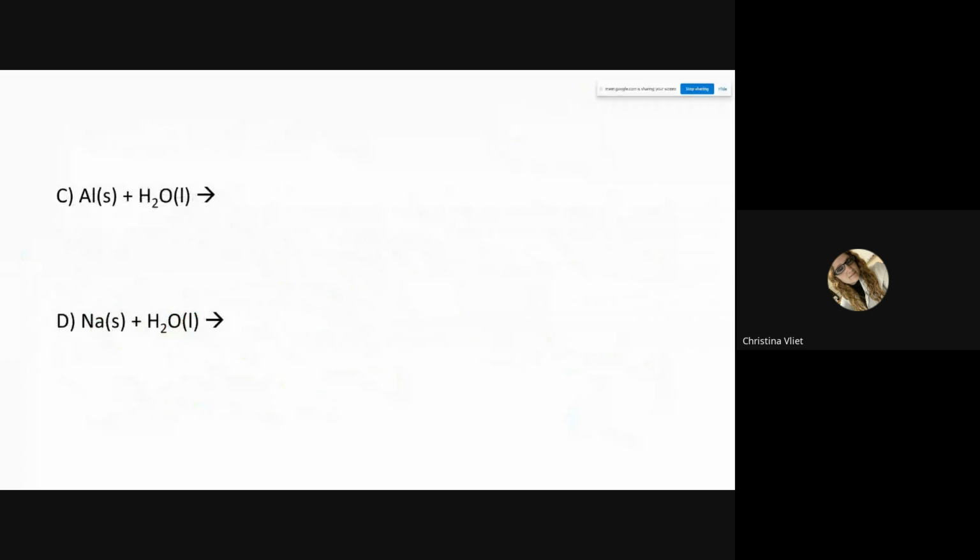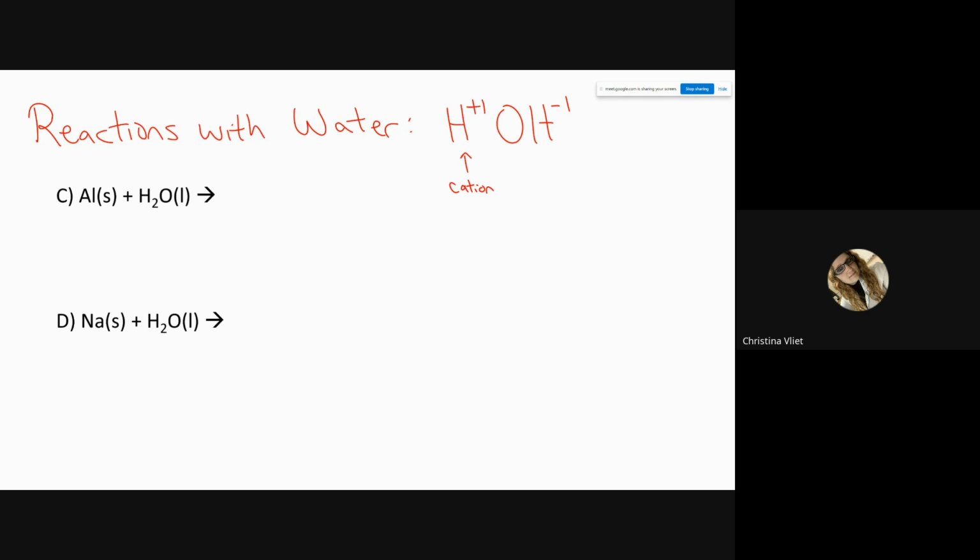Take a look. First thing, I'm going to write here: reactions with water, since I didn't give the title. Whenever you see water in a chemical reaction, it would serve you well to rewrite water in the following way: H+1, OH-1. Because if water reacts, the cation in water will be H+1. And if water reacts, I said if, the anion in water will be OH-.